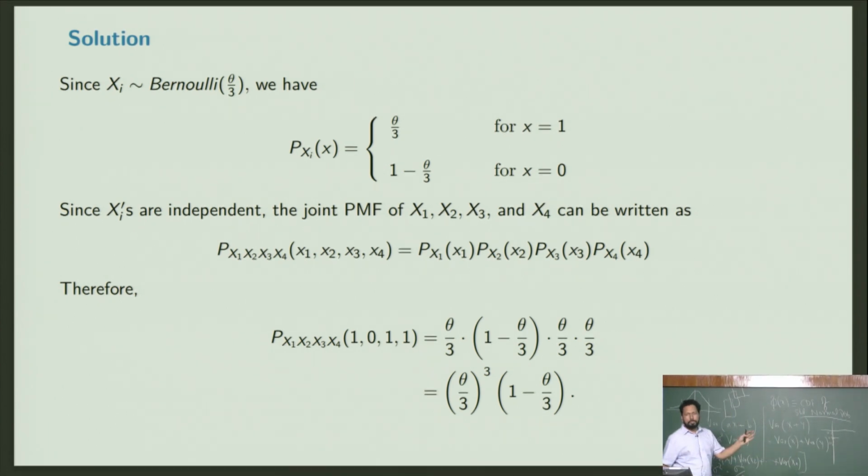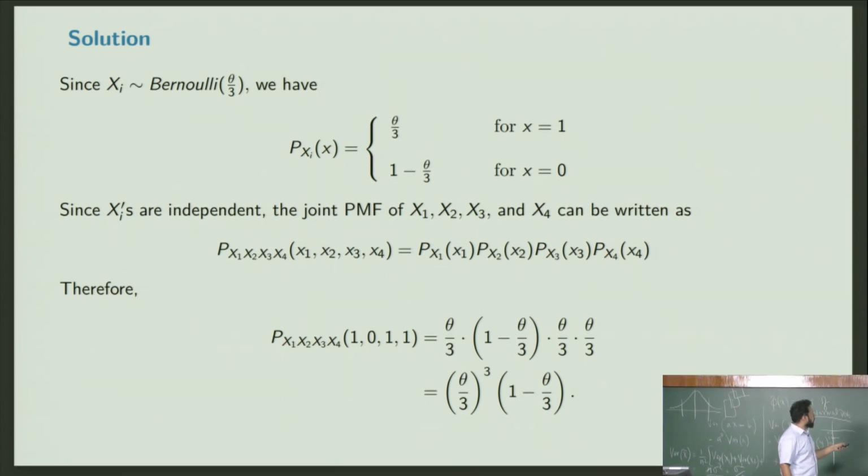According to our assumption, xi follows Bernoulli(theta/3). That's the template, so what are the PMF values for that? Bernoulli is p or 1 minus p, right? In this case, our p was theta over 3. If x is 1, if it's heads, then it's p. If it's tails, it's 1 minus p, as you might have learned in the previous class. So if it's 1, it's theta over 3. If it's 0, it's 1 minus theta over 3. This is our PMF, the probability mass function, so these are probability values.